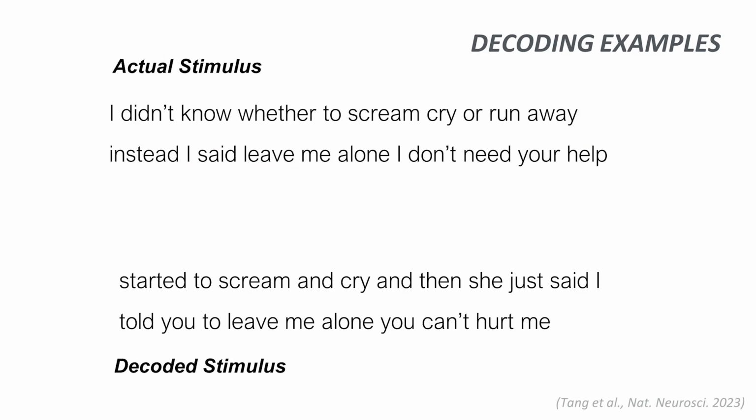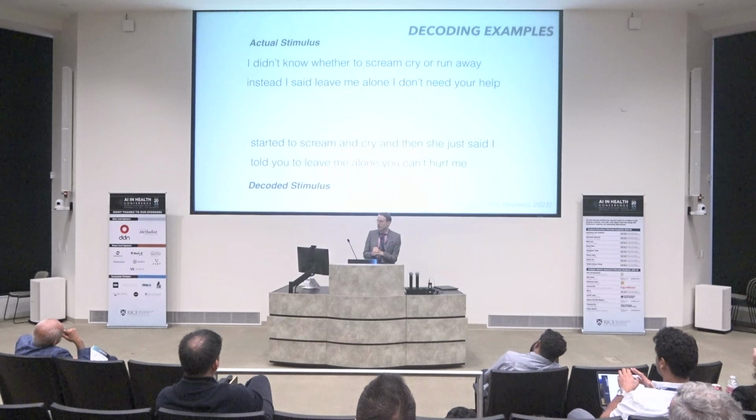These are some examples from our paper. On the top here, this is a little snippet of an actual stimulus. This is one of the Moth stories that one of our subjects heard. It said, I didn't know whether to scream, cry, or run away. Instead, I said, leave me alone. I don't need your help. And the decoded version here is, started to scream and cry, and then she just said, I told you to leave me alone. You can't hurt me.